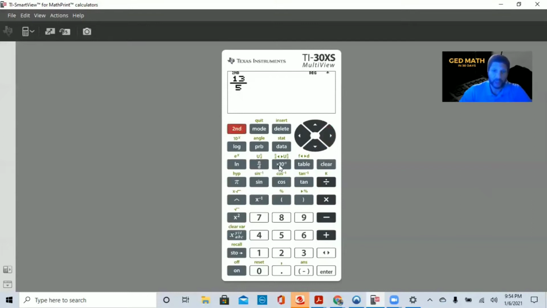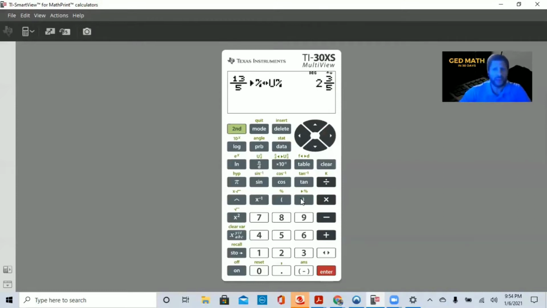So I'm going to hit second, then times 10 to the n, and you'll see on the screen it says N/D convert. When you see those 2 arrows, it means convert back and forth. So you can go either way, and then you press enter. If you notice, it now has the whole number, 2 3/5.